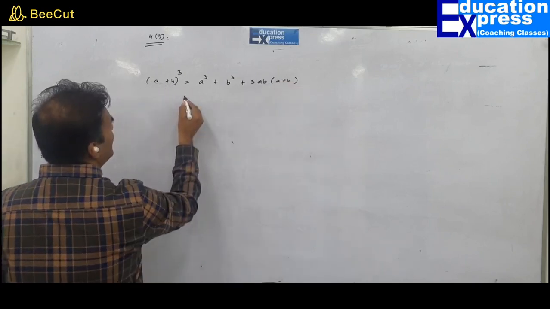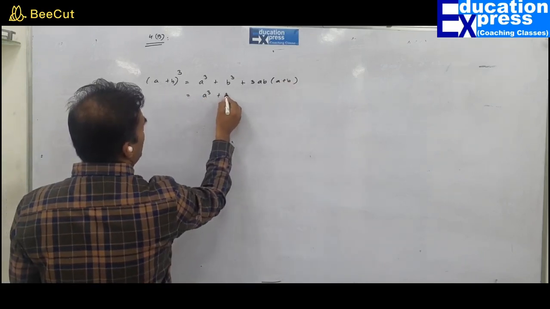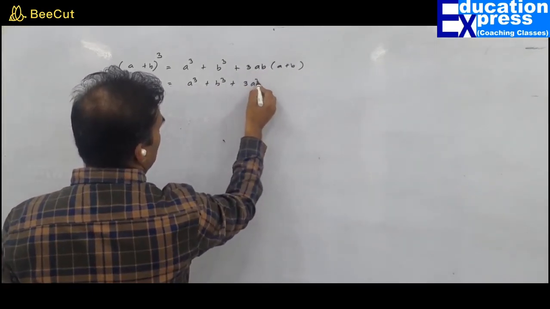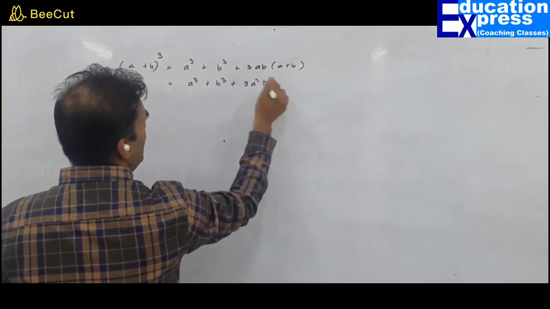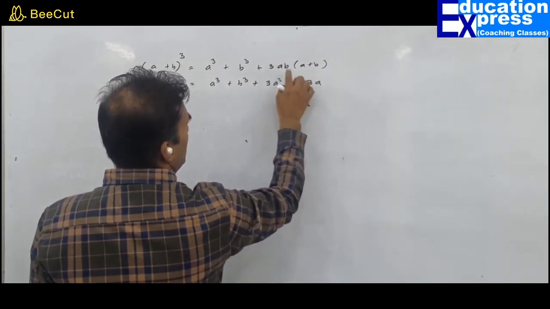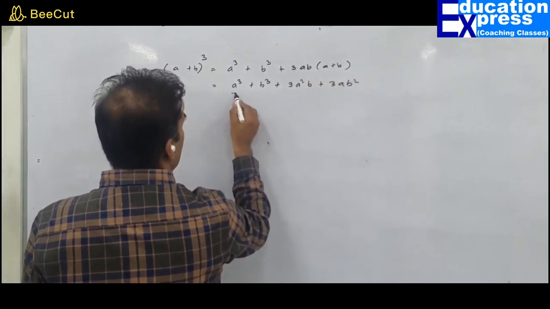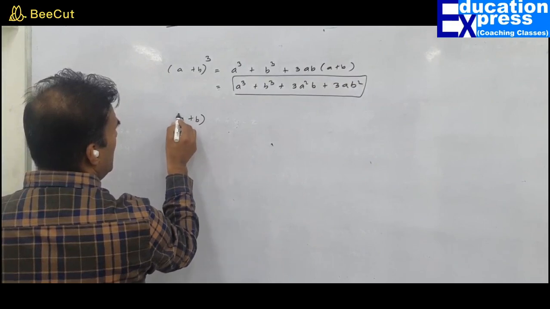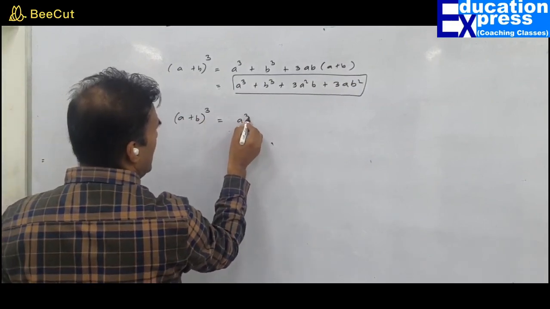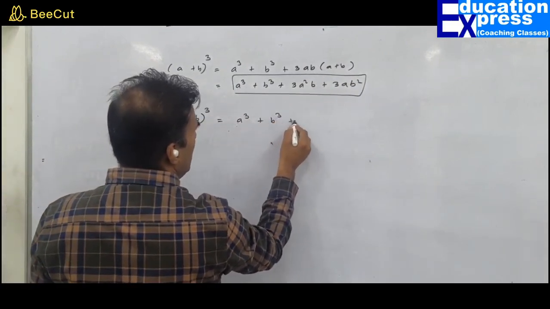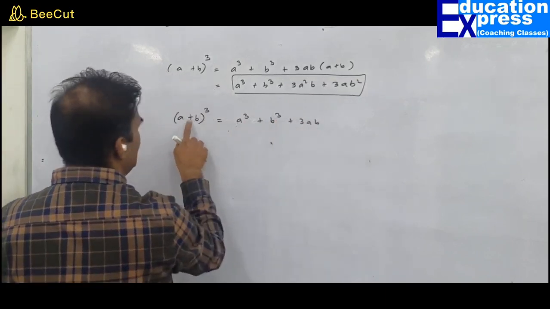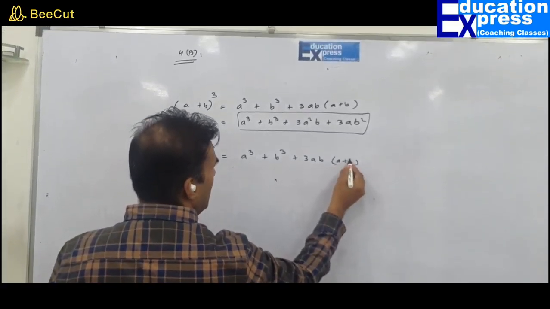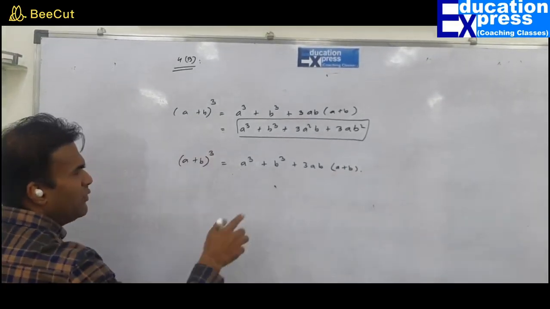So basically when you expand, you get a cube plus b cube plus 3ab into a, that is 3a square b, plus 3ab into b, that is 3ab square. This is the result. But what we need to remember is that a plus b the whole cube would be a cube plus b cube plus 3ab, where 3ab is 3 into the product of a and b, and then the same thing, a plus b. This is the result of a plus b the whole cube.